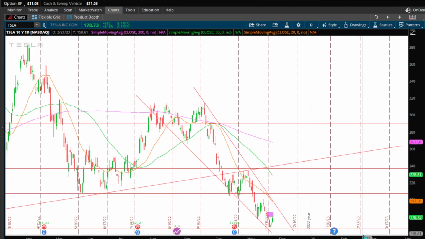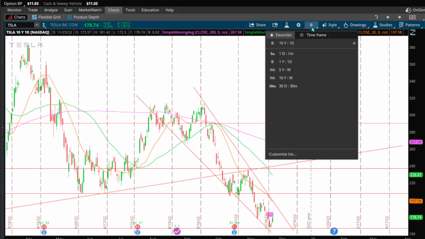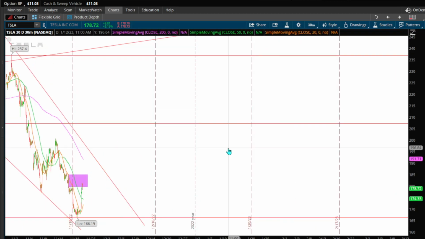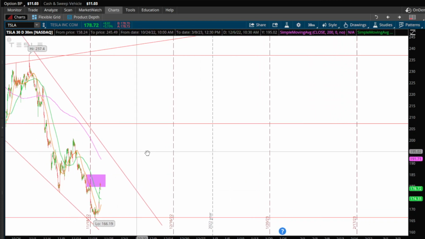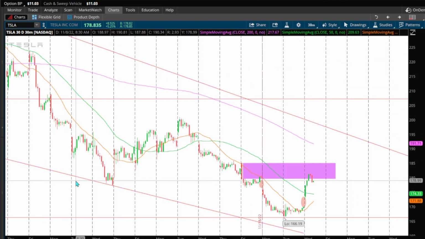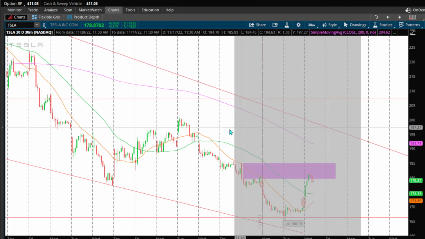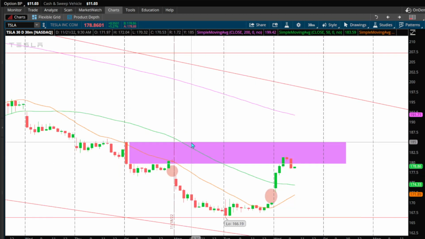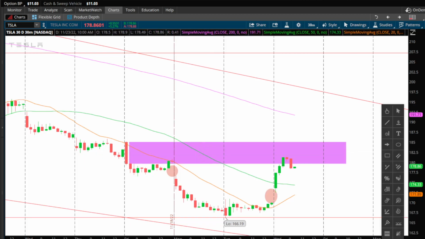So let's zoom in even more. I'm going to go to a shorter time frame. So right now we're going to look at the 30-day, 30-minute time frame. And I'm just going to move a little bit over right here, and we're going to zoom in even more. So let's look at more recent price action. And I'm going to zoom in one more time here. So here's our current price action.